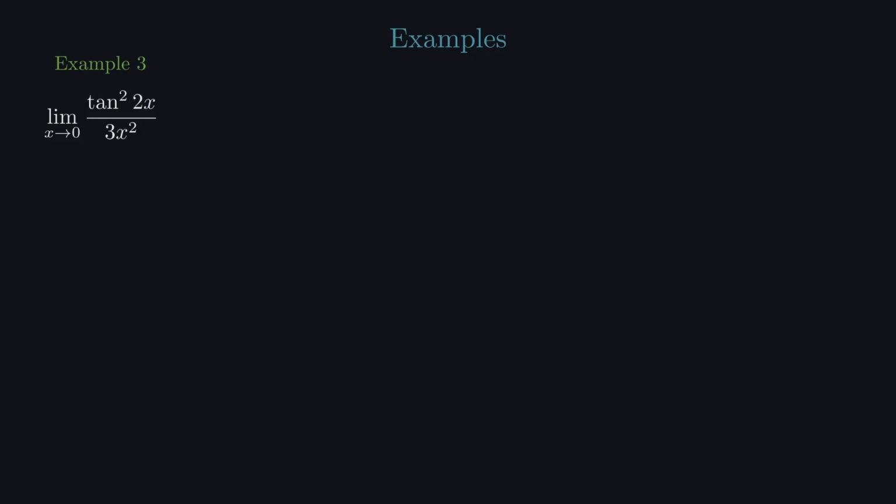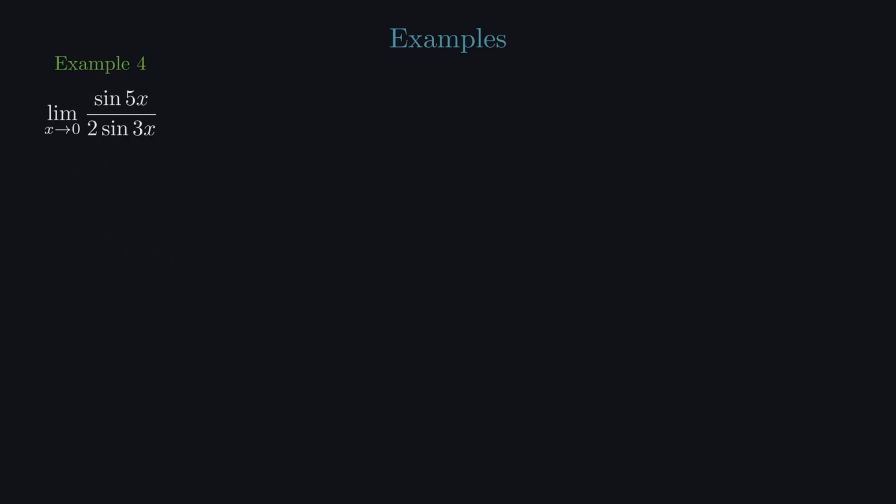Example 3. Limit as x approaches 0 of tan squared 2x over 3x squared. Notice that 2x all squared equals 4x squared. We rewrite the denominator so that 4x squared appears. So tan squared of 2x over 3x squared equals 4 over 3 multiplied by tan squared of 2x over 4x squared. Here we multiplied and divided by 4, which is 4 over 3 multiplied by tan 2x over 2x all squared. As x tends to 0, tan 2x over 2x tends to 1 by our tangent limit, so the square also tends to 1. Therefore, the limit equals 4 over 3.